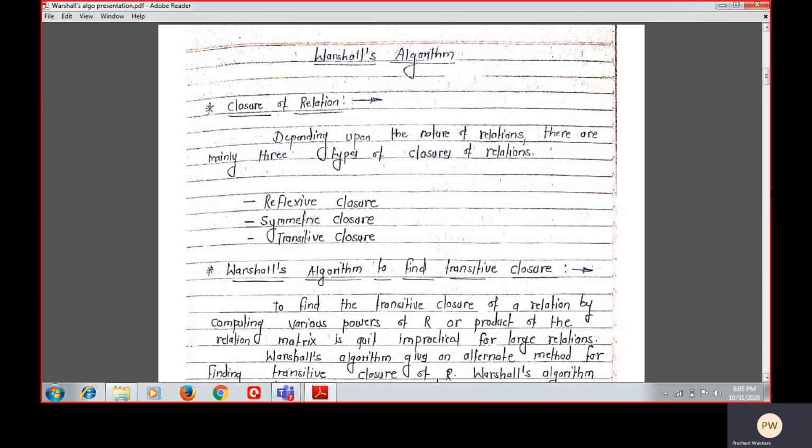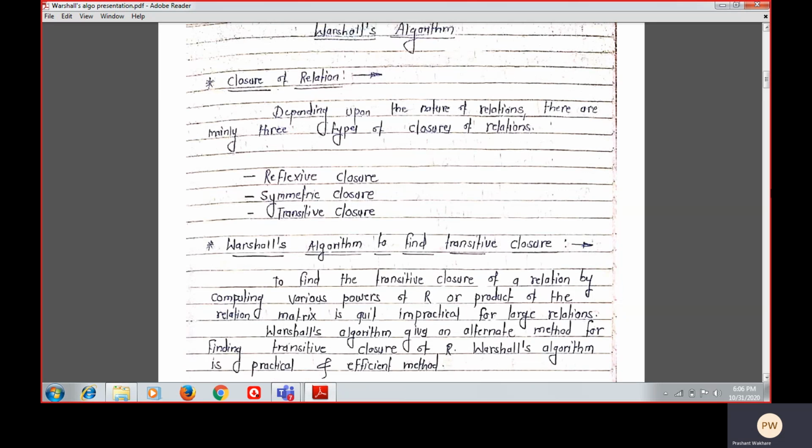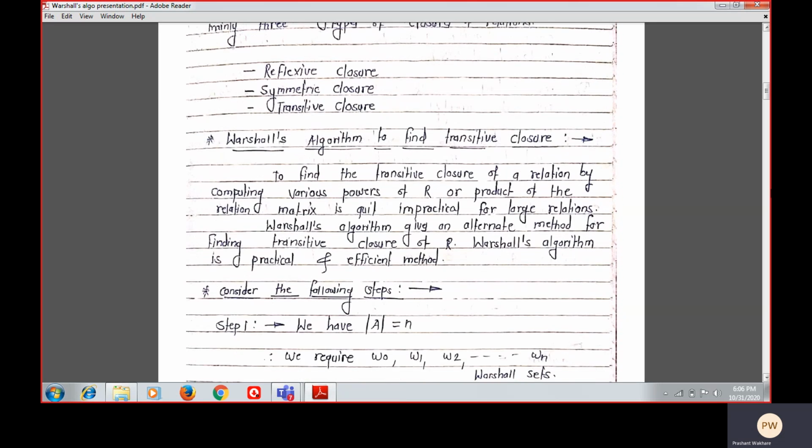Before going to discuss Warshall's algorithm, we should know the closure of relations. Depending upon the nature of relations, there are mainly three types of closure of relations: one is the reflexive closure, second is the symmetric closure, and third is the transitive closure. Finding the transitive closure of a relation by computing various powers of the relation or the product of the relation matrix is quite impractical for large relations. So Warshall's algorithm gives an alternate method for finding the transitive closure of a relation. Warshall's algorithm is a practical and efficient method.